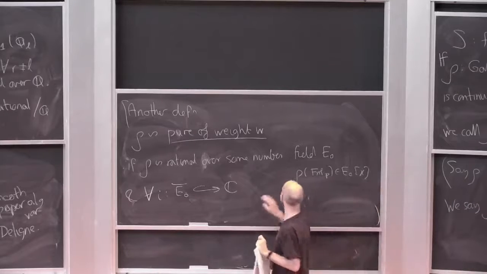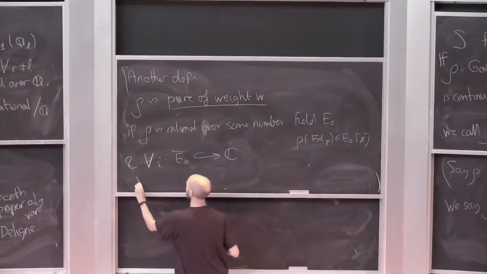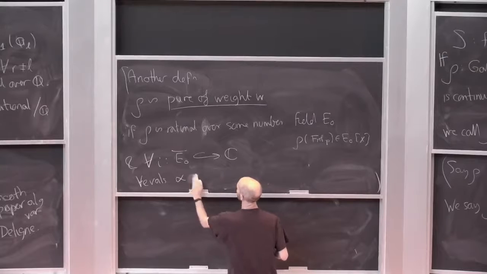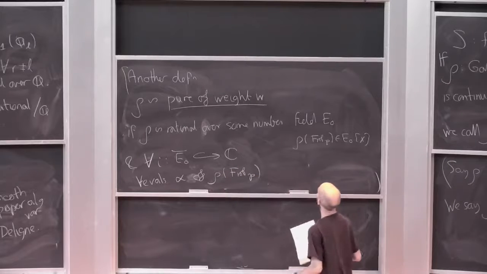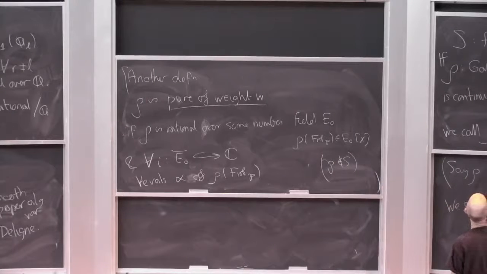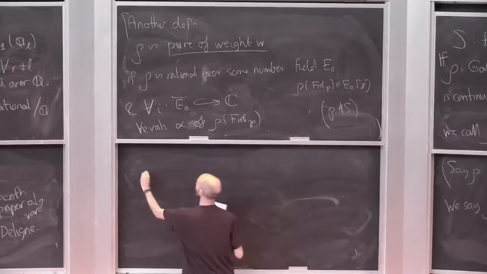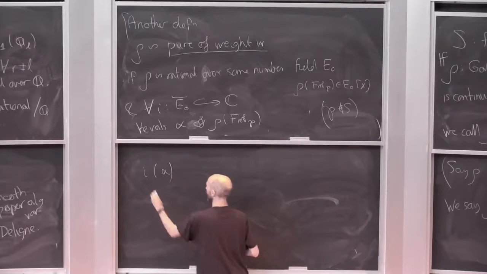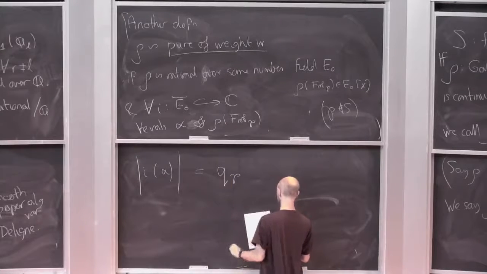So I want to talk about roots, so I better have a map from E0 bar into the complexes, some field injection, and for all eigenvalues alpha of rho of Frob P. So of course this is P not in S, right? For all eigenvalues alpha of rho of Frob P, I can tell you what the size of that eigenvalue is. I can look at I of alpha, and that's now a complex number, and that's got to have size Q_P to the minus W over 2.